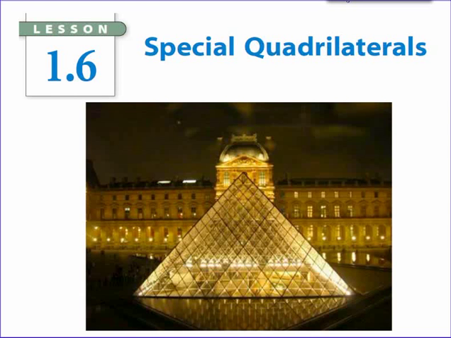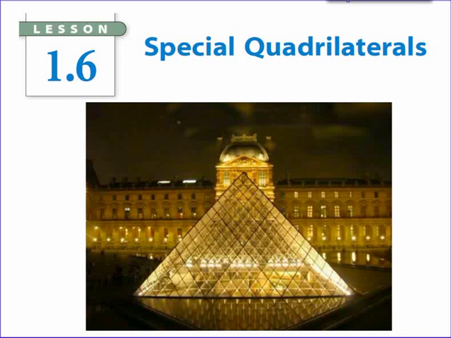So today we're going to talk about special quadrilaterals. Now you're probably wondering what this is. This is located over in France at the Louvre Museum, and this was designed by a gentleman by the name of I.M. Pei. Pei is spelled P-E-I. And if you notice here, he's done a bunch of quadrilaterals. Now he's made this all with glass. This is a pretty famous architectural feature.